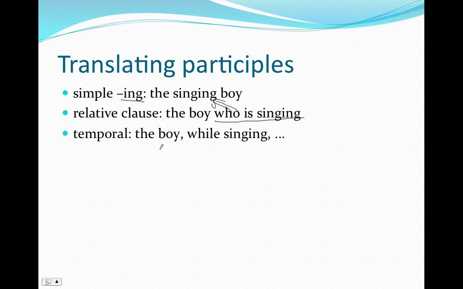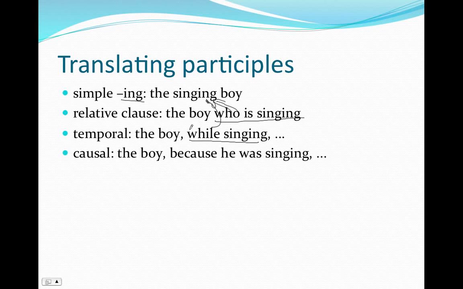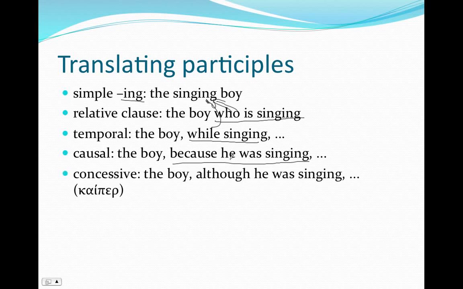So we can use a relative clause to translate the participle. We can use a temporal clause. The boy, while singing, or when he was singing, while he was singing, and so on. So again, this temporal clause is going to be the same word as singing was. We can do a causal clause. The boy, because he was singing. And so where because he was singing is, again, the same form as singing. It's just context is going to tell you what's going on.